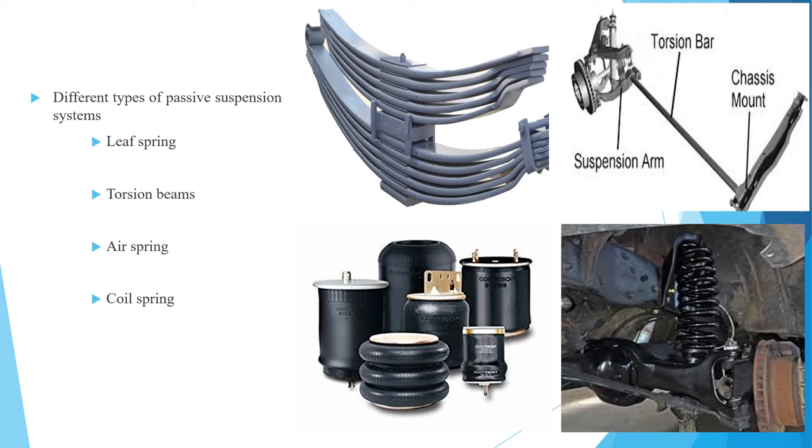This is a torsion beam. This is also another type of the passive suspension system. Now coming to the air spring, and this is the coil spring. The air spring and coil spring help to control the damping of the vehicle on the various bad road surfaces. So this is the passive suspension system.